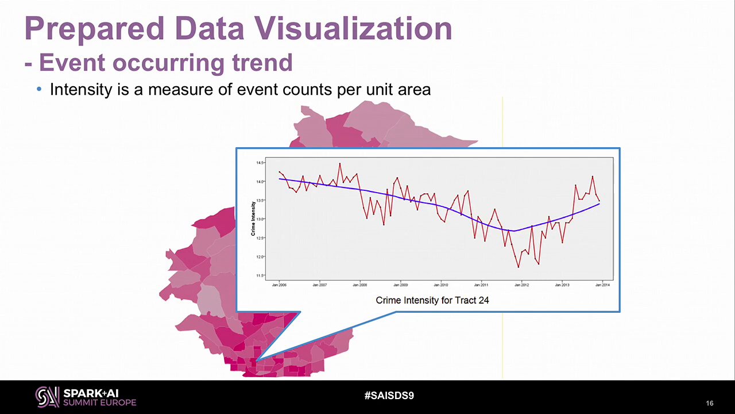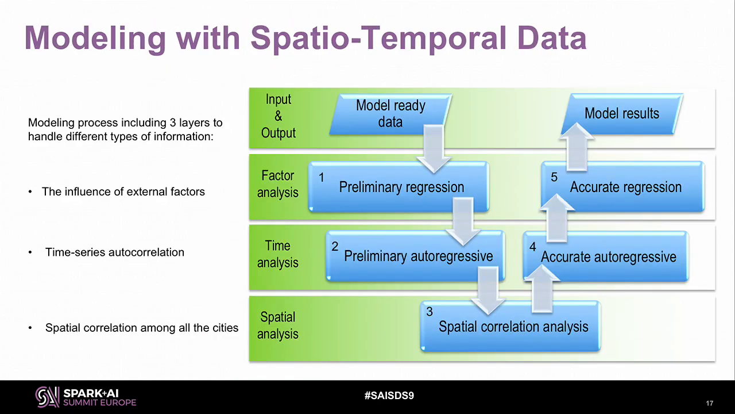Okay, so here you can see that tract 24 can be shown in a time series chart. This is the prepared data. And there is a change point in the crime control: in the last 2 years, crime control was getting better and better, which can help them identify their operations.